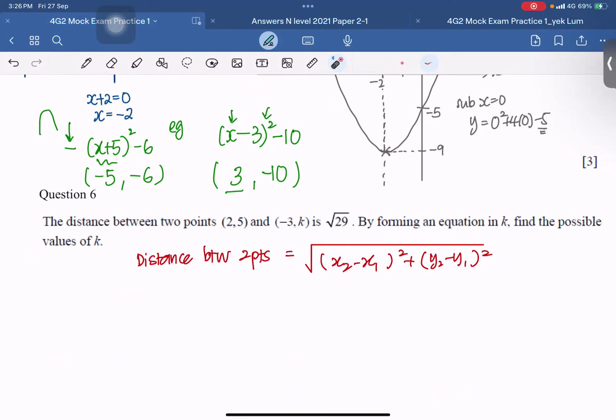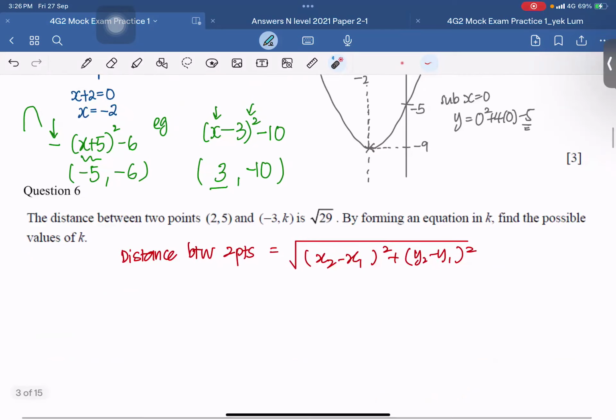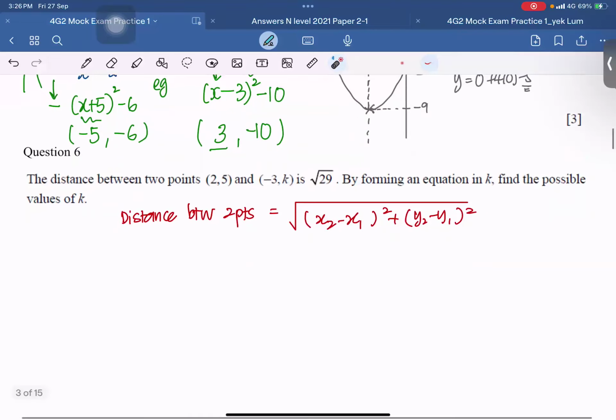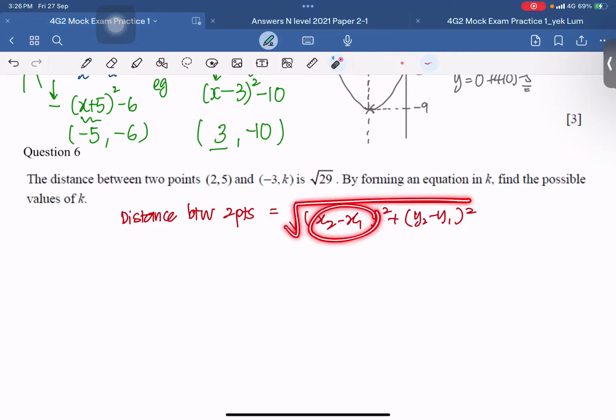Okay, the distance between, a lot of you wrote the gradient formula. Those who submitted for me to do marking, you all did the gradient formula instead. Can you please write down the distance between 2 points formula? Distance between 2 points is given by the square root of (x2 minus x1) squared plus (y2 minus y1) squared. Remember that it looks something like a Pythagoras theorem, something squared plus something squared. Then inside is like a gradient, y2 minus y1, x2 minus x1.